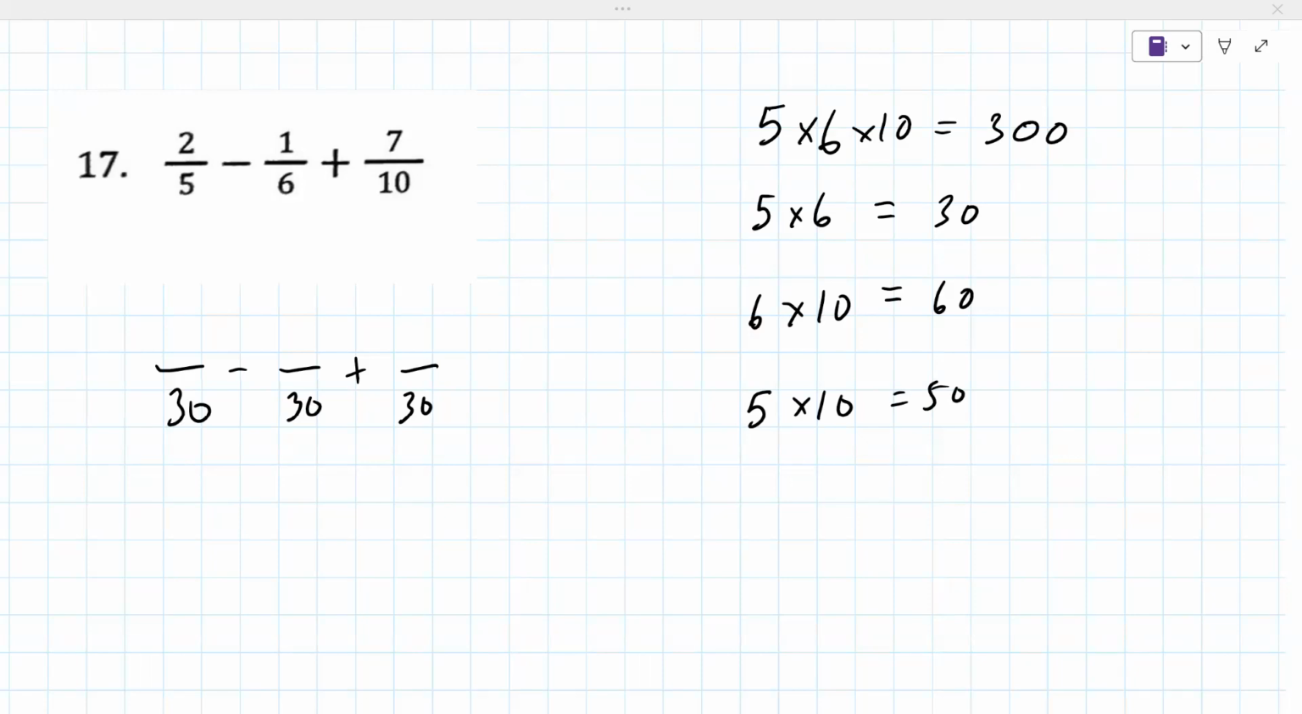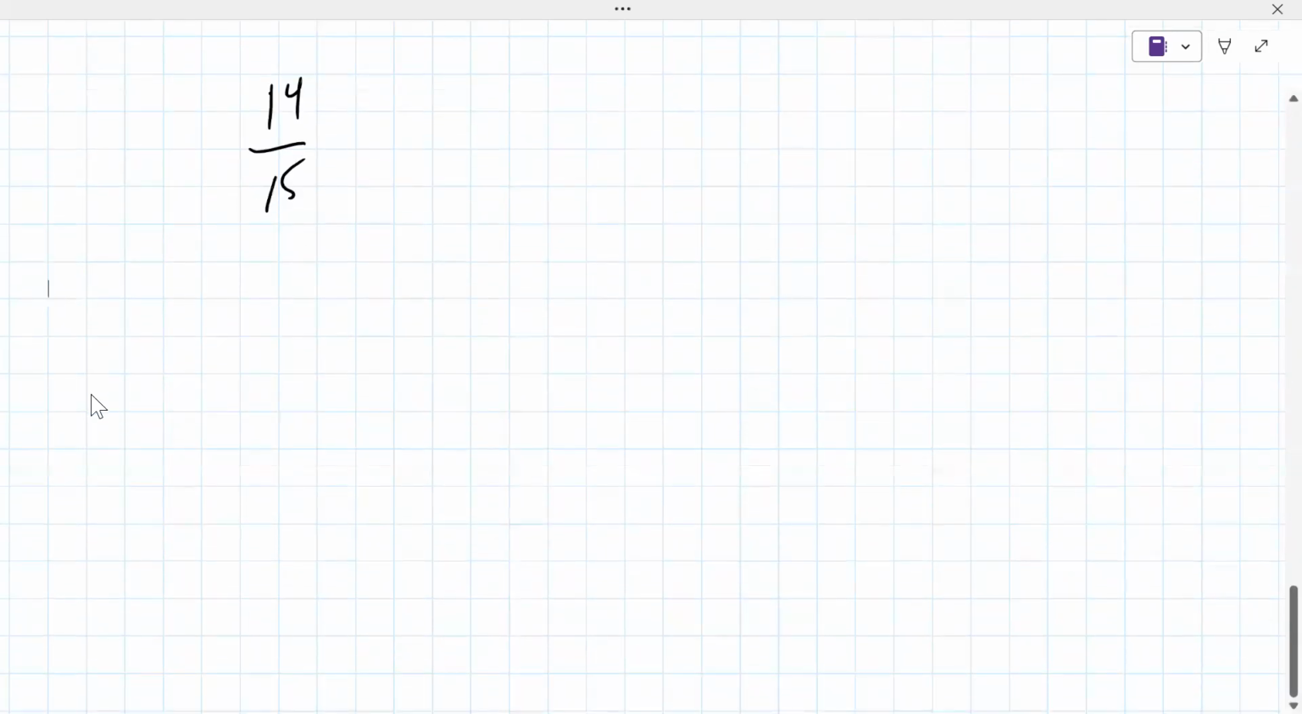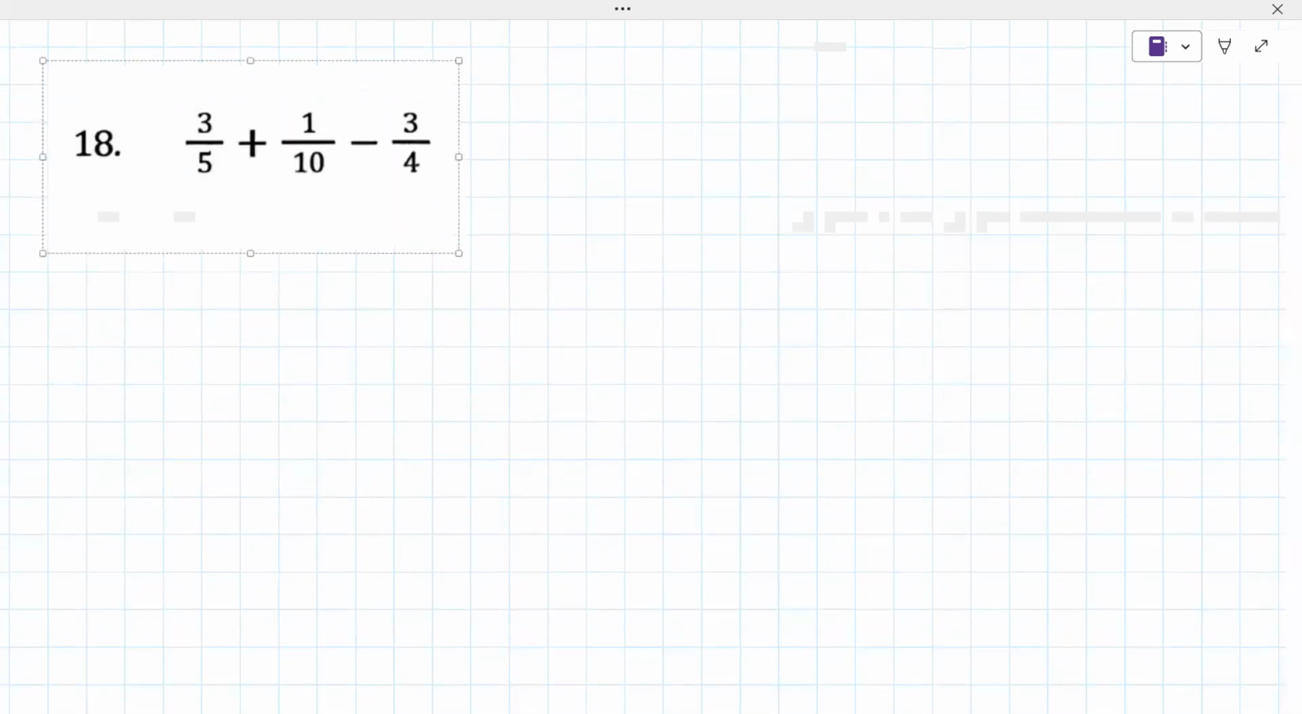Okay, so I got 14 over 15 or 17. That is correct. Very good. For number 18, I'd like you to first tell me the least common denominator before you proceed with actually working it out. I believe it is 20. Yeah, that is correct. Okay. Try that one, please.